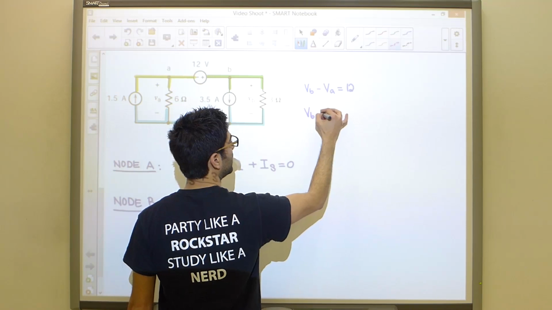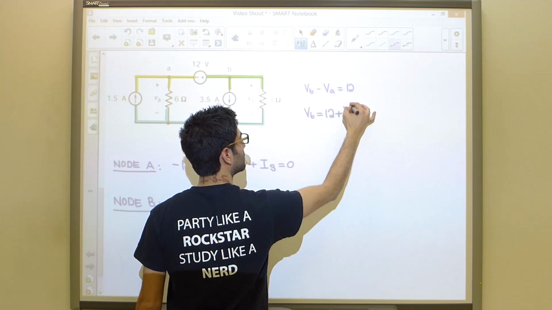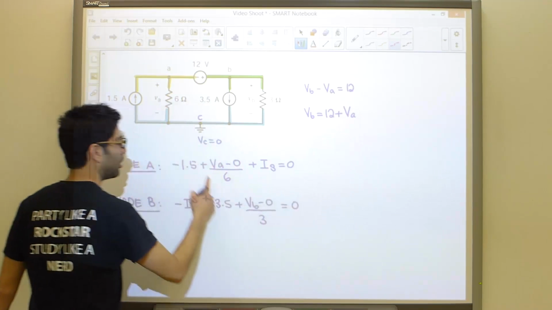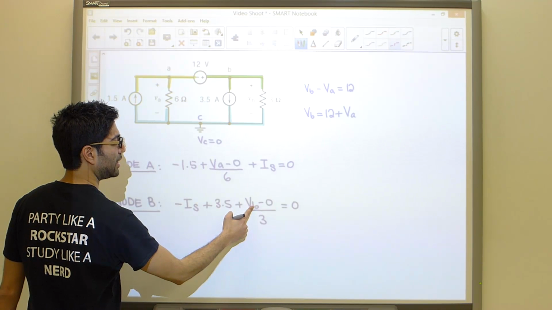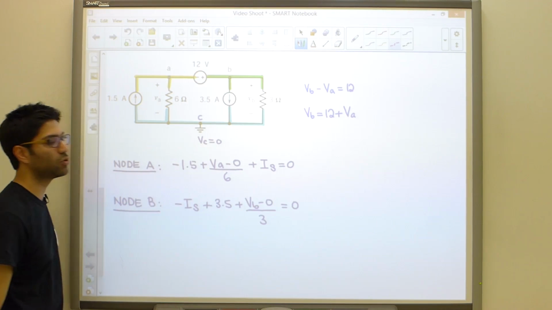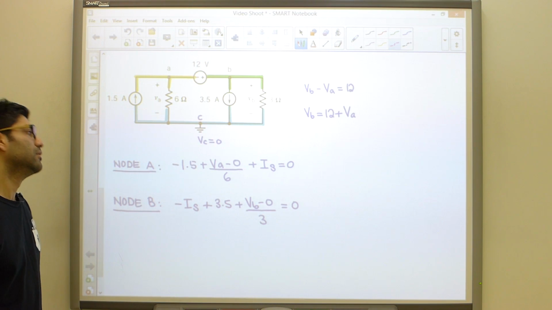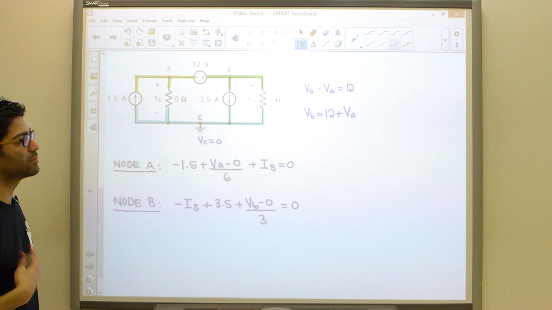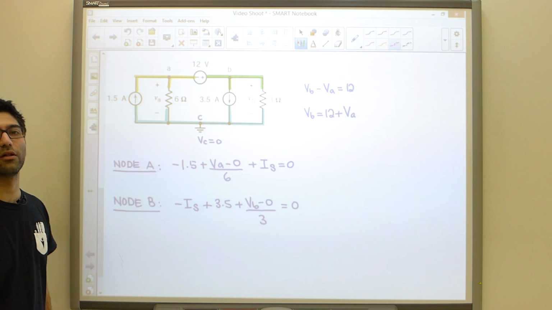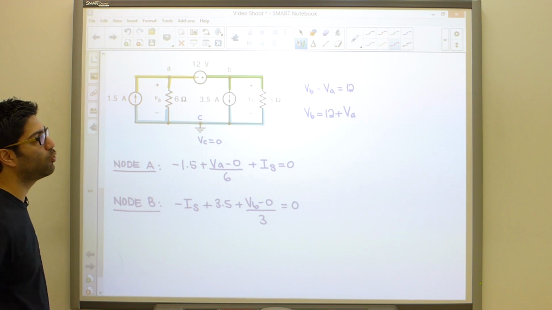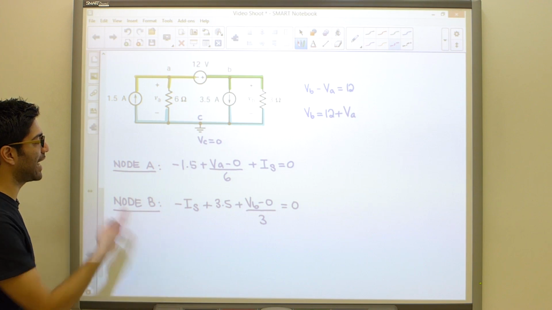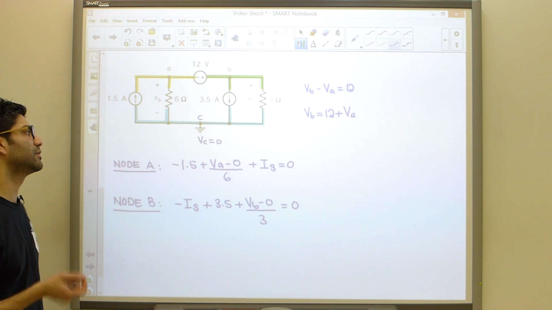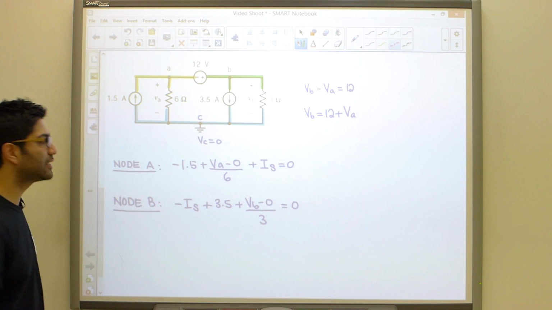We understand that VB is 12 plus VA. Plug this in everywhere you see VB, and then you'll have a 2-equation, 2 unknown problem. It's manageable, but it turns out that there is a smarter, faster, quicker way of solving this. You guys should try this at home and see if you get the same answers that I am about to get with the concept of the supernode. So let's take a look at that.